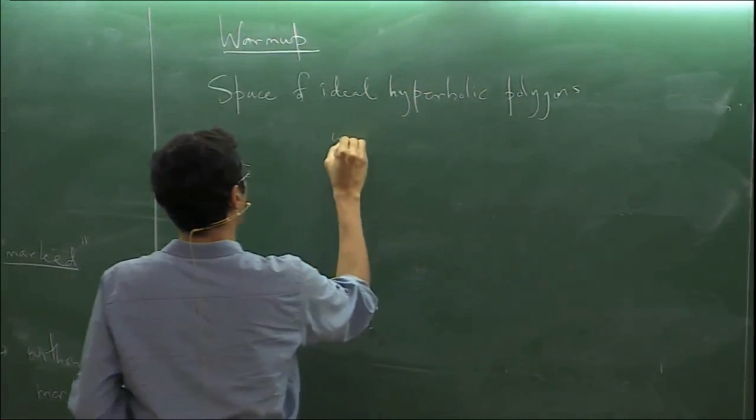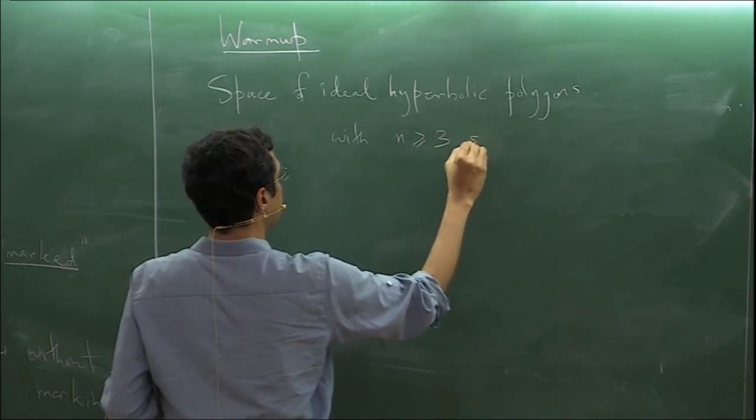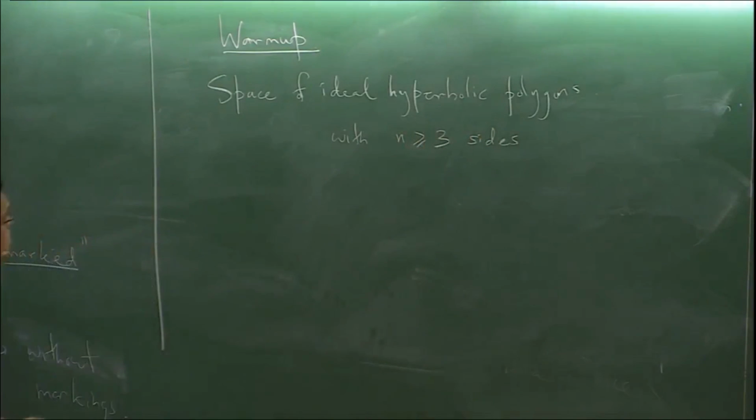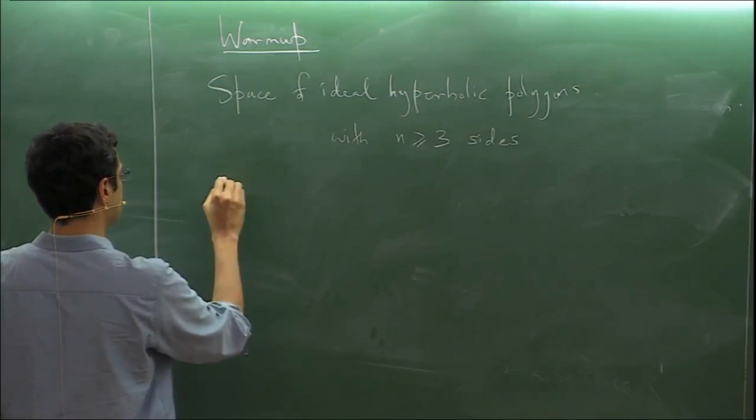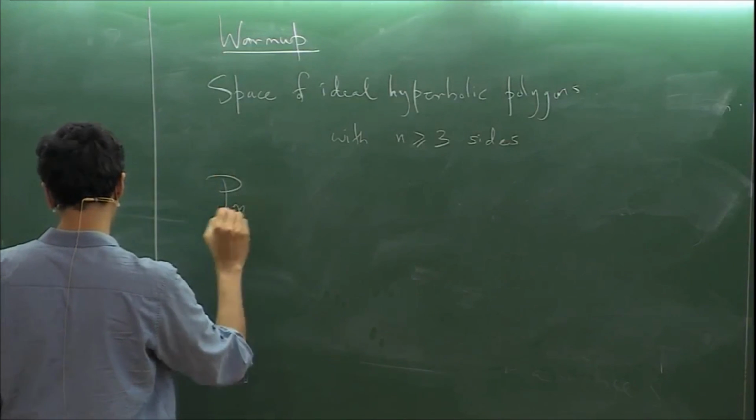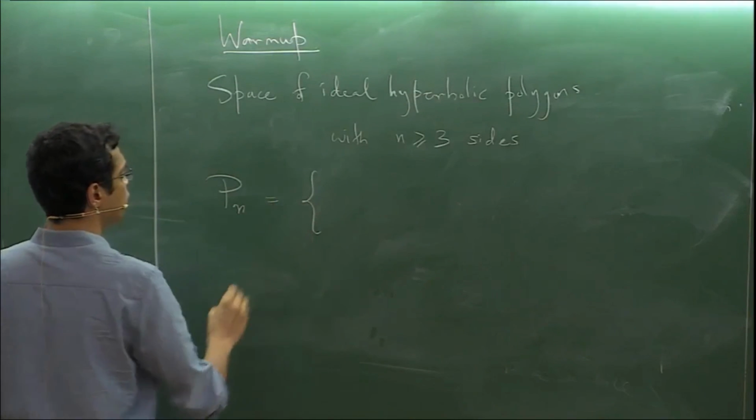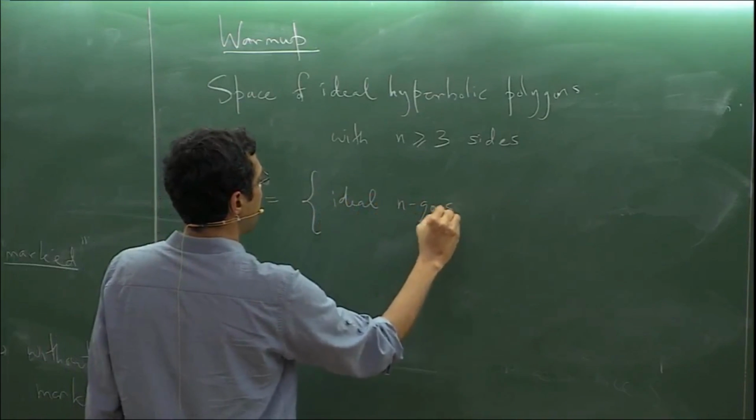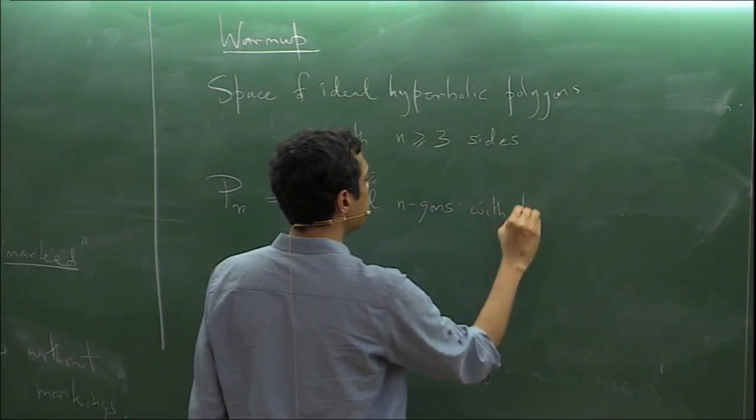So with, let's say, n number of sides. Okay, so now we don't have any genus, but we have sides and vertices, it's the same thing. Okay, so for example, let me just sort of give it a name. So let's say Pn is the space of all ideal n-gons. Okay, so ideal n-gons. And this is going to be the analog of Teichmuller space, which has this marking. So with labeled vertices.